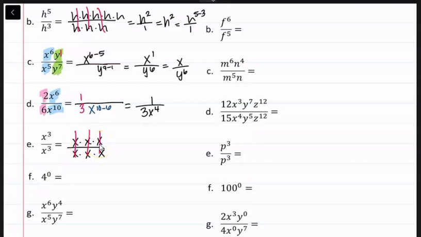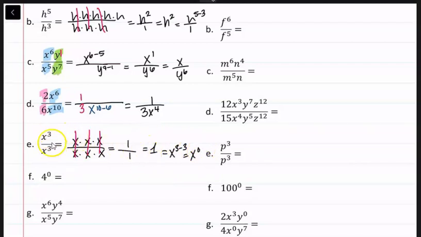Well, this 1 times 1 times 1 on the top is just 1. 1 times 1 times 1 on the bottom is just 1. 1 divided by 1 is just 1. Now, if we had used the shortcut we knew earlier, we could have done x, 3 minus 3, which is x to the 0 power. This is why anything to the 0 power is 1.